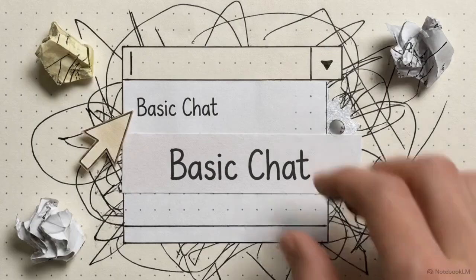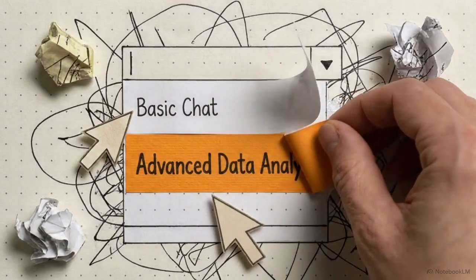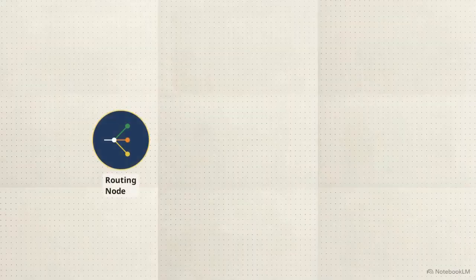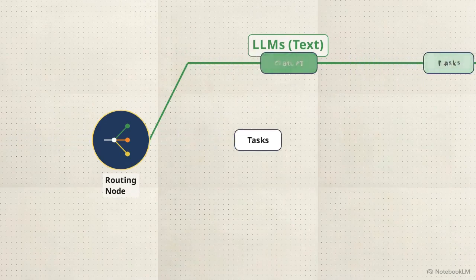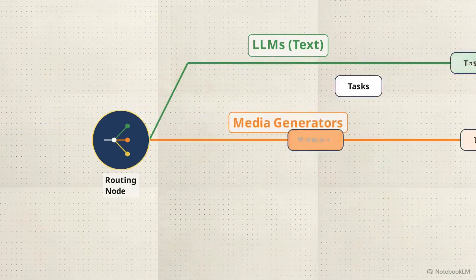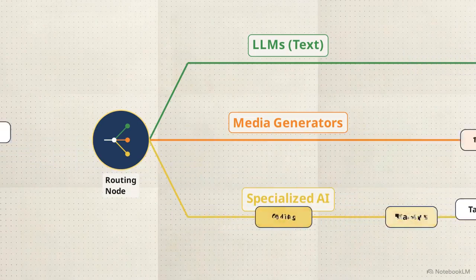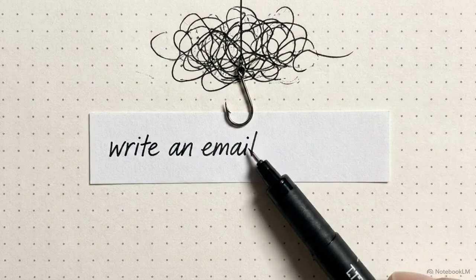Before we even type a single word, we have to establish our baseline by picking the correct engine for the job. Not all AI is built to do the same thing. This diagram shows how tasks should be routed. We have large language models like Gemini for generating text, media generators like Midjourney for creating visuals, and specialized AI trained explicitly for heavy data analysis or coding. For now, let's look at text generation.